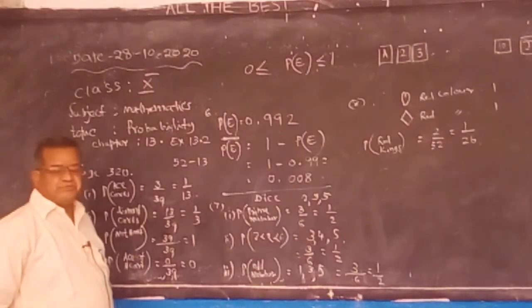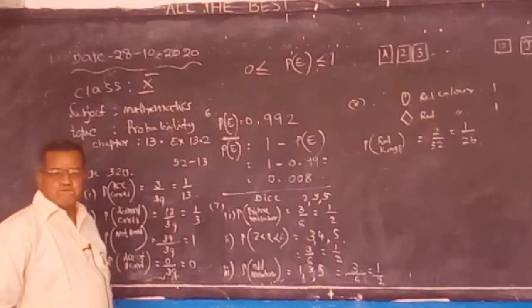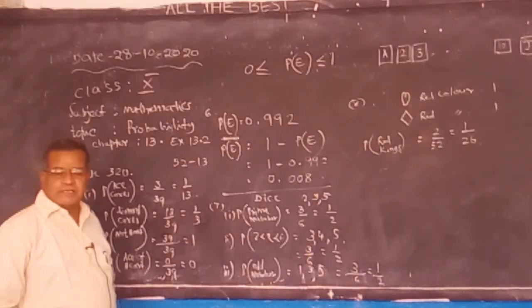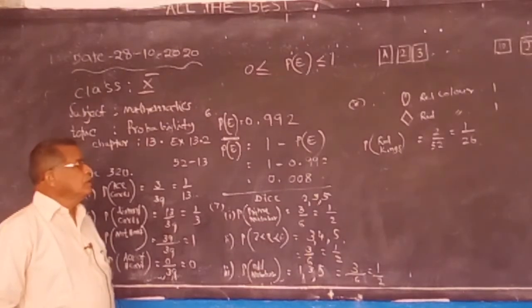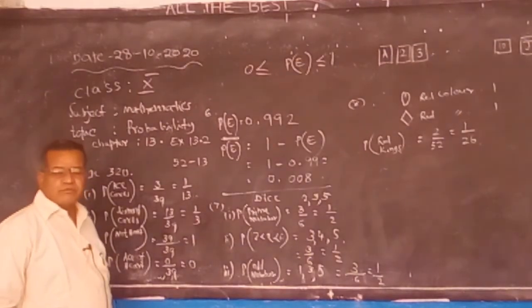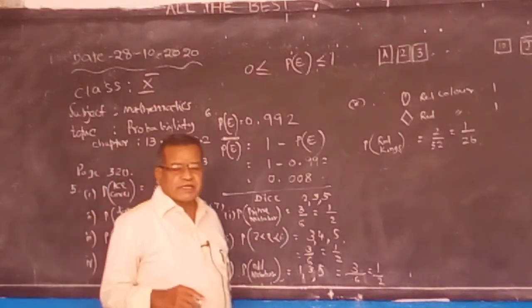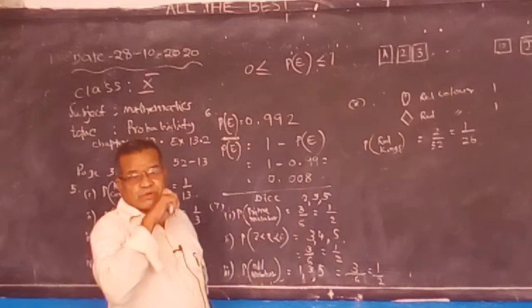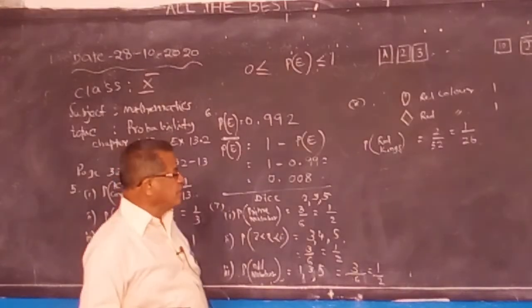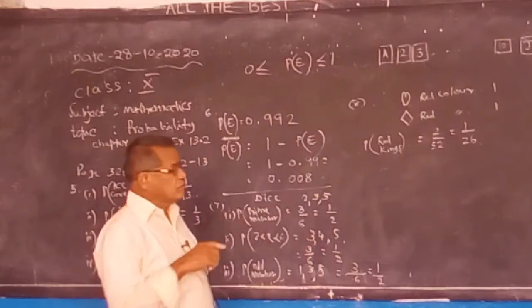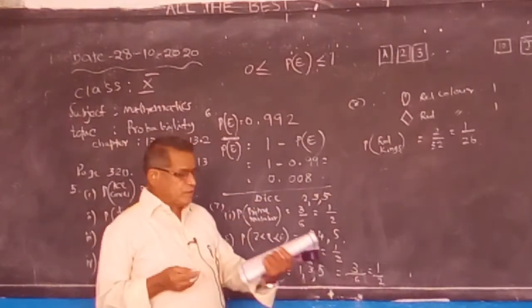Red kings. Red colored are heart and diamond. We get one king from heart, one king from diamond. Total number of kings from red color is 2. So 2 by total number of outcomes 52. So 1 by 26.